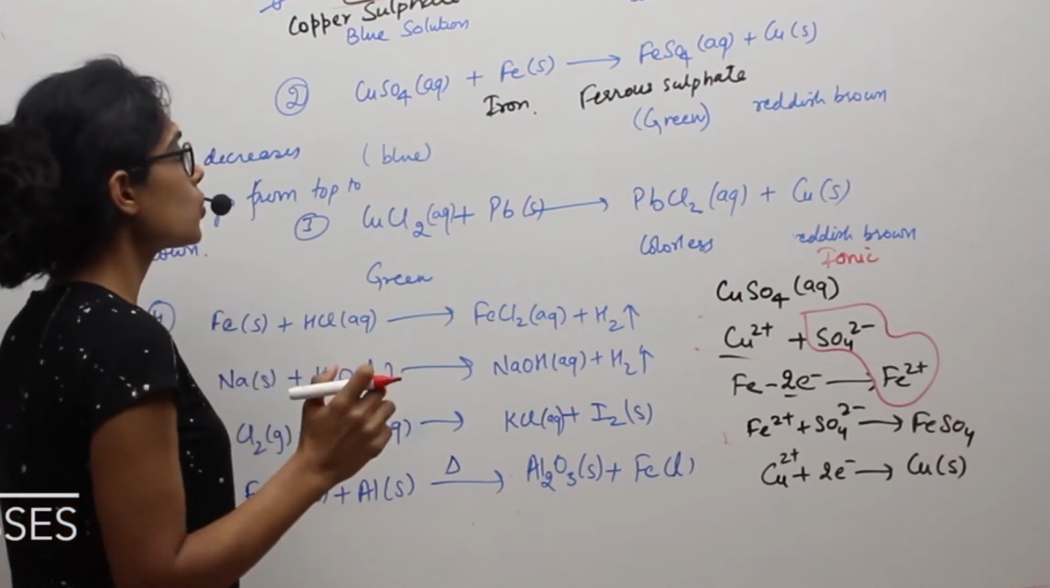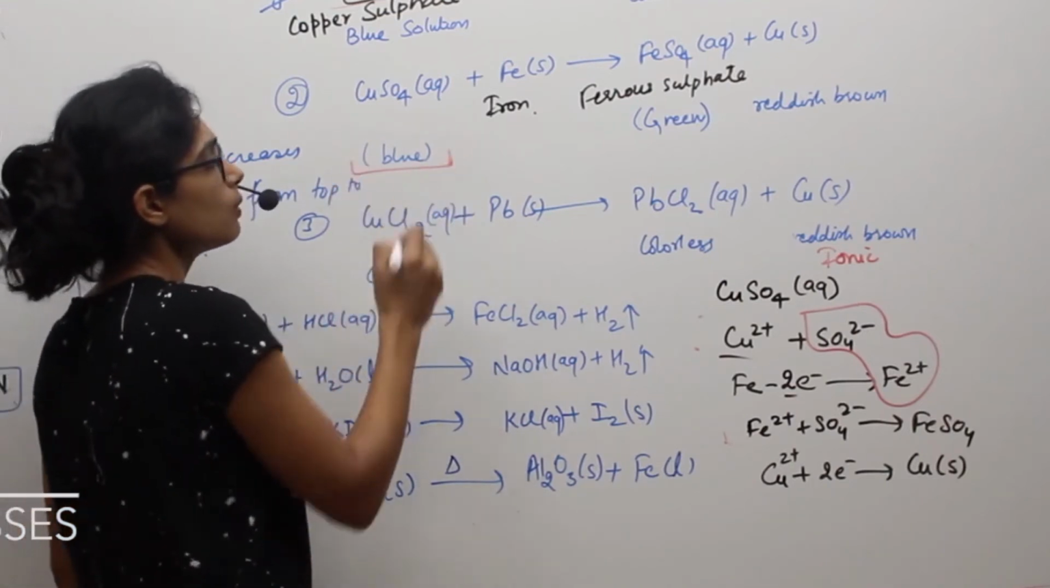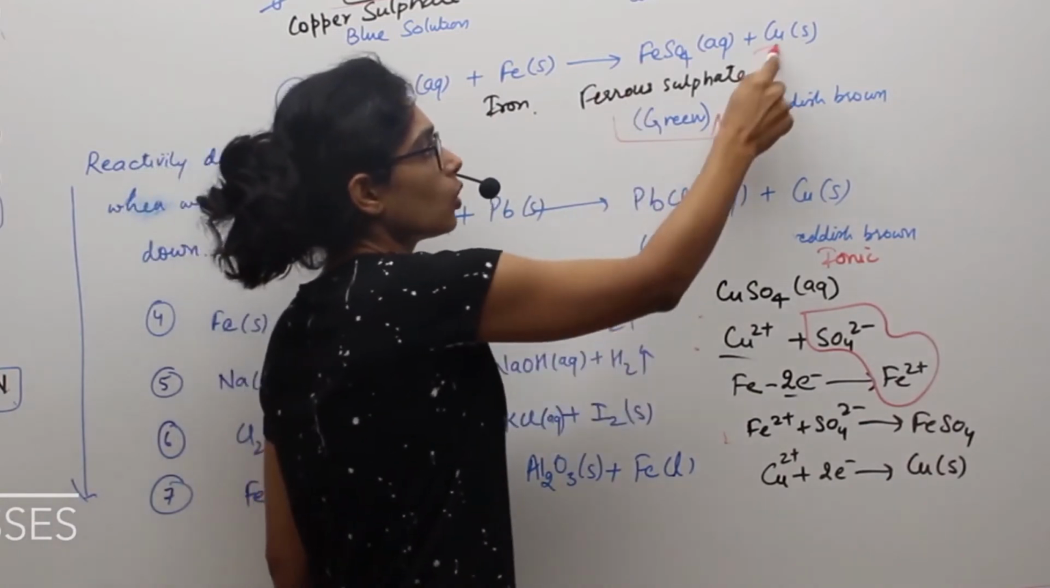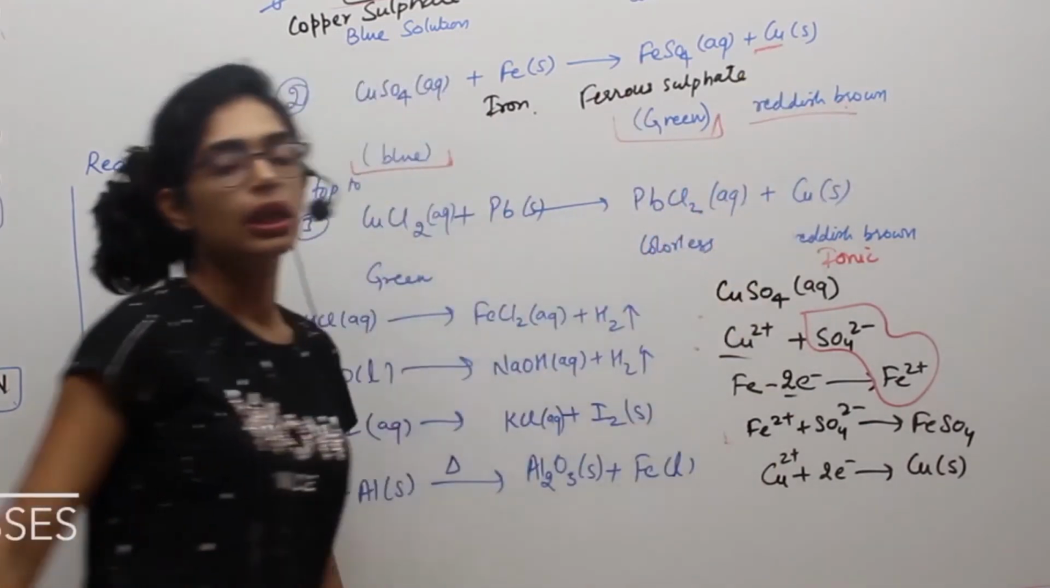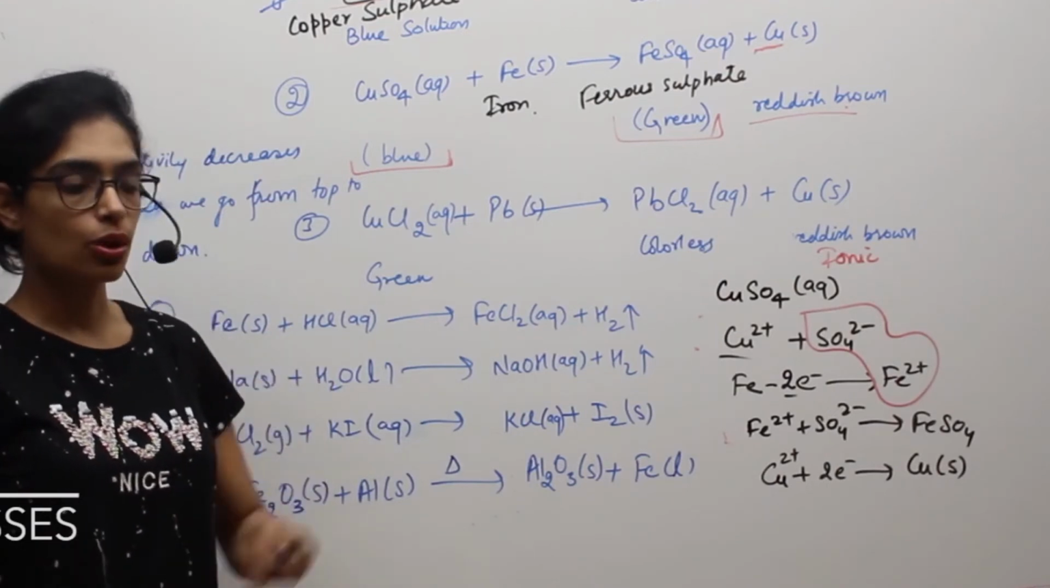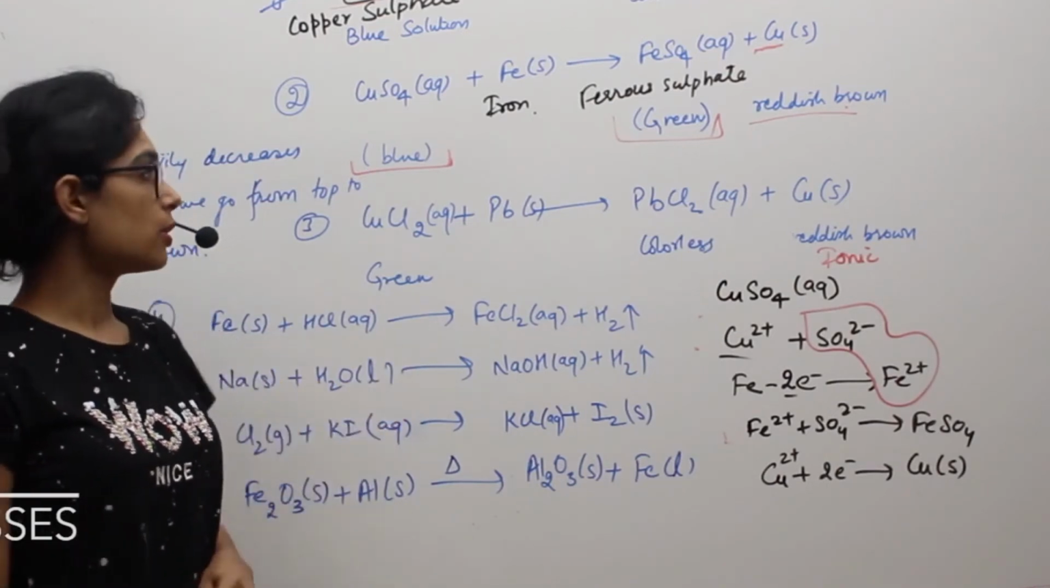What kind of color change was visible? The copper sulfate solution was blue earlier, and then it formed the ferrous sulfate solution, which is green in color, and the copper forms reddish brown granules. It will either be suspended in the solution or settle down in the solution.